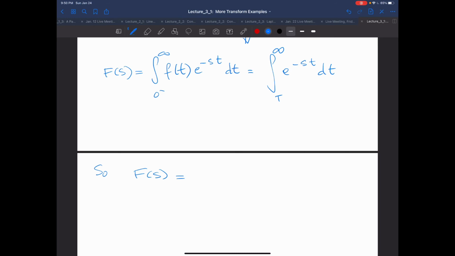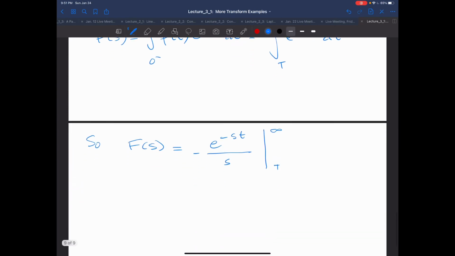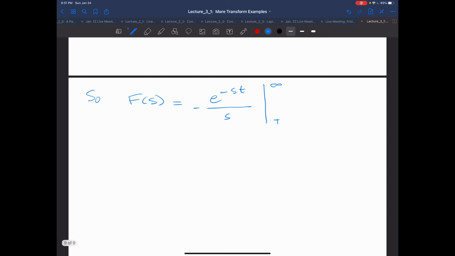Okay, so what do we get for this integral? Well, the antiderivative of e to the minus st is e to the minus st over minus s. What happens if we evaluate that at our limits of integration? Well, this integral again is going to converge if and only if the real part of s is positive. If the real part of s is 0, then at least in the case where s is equal to 0, we have a problem because we're dividing by 0.